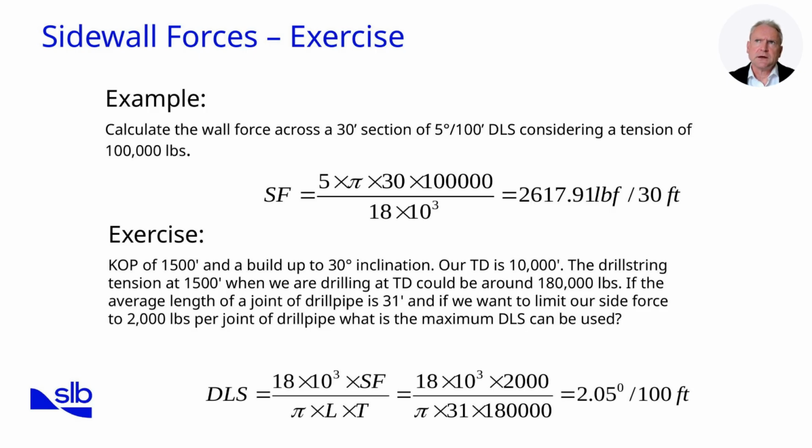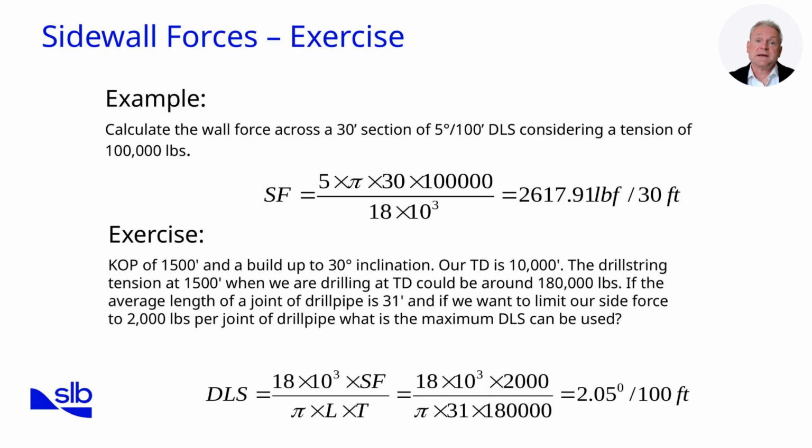Substituting into the formula, side force equals dogleg severity multiplied by pi, multiplied by section length, multiplied by tension, and then divided by 18,000. The result is about 2,618 pounds of side force per 30 feet of pipe. That tells us how much lateral load the casing or formation wall is experiencing over that interval.